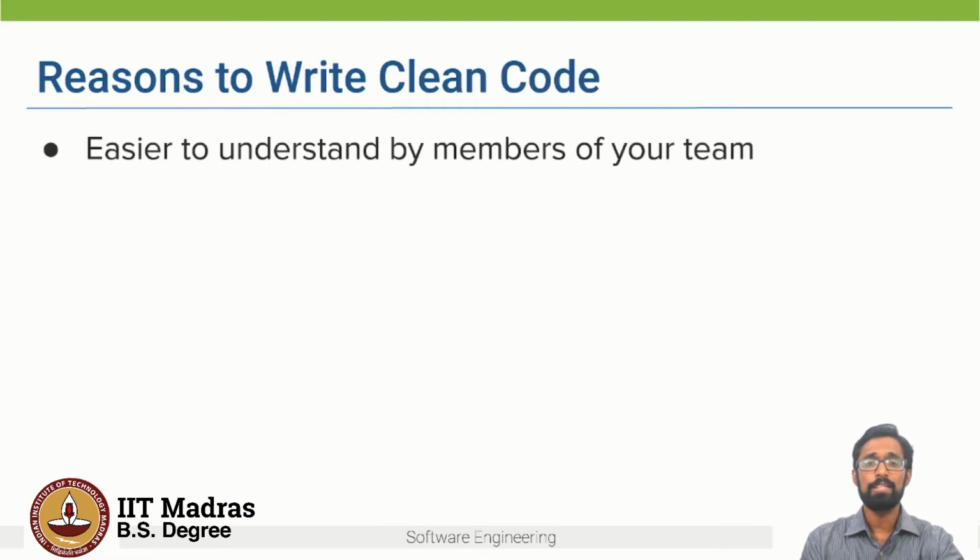So one reason is that, as we saw earlier, software development is a collaborative process, right? And you will be working with other members in your team, and they would have to understand your code to maybe implement some other features or functionalities. And hence, it is very important that you make your code easy to understand by other members in your team.